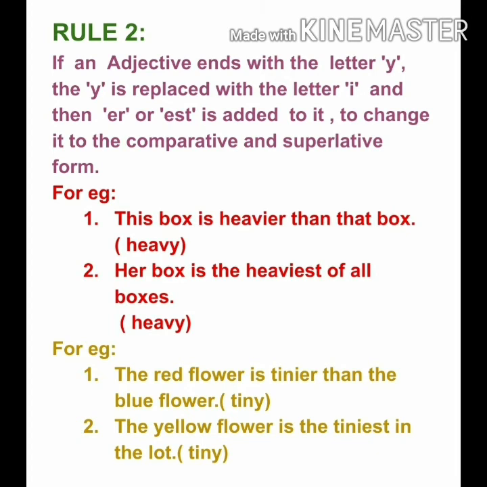The next sentence, the yellow flower is the tiniest in the lot. Here again, the adjective is tiny. It's a two-syllable word. It ends with Y. Hence, the Y will be replaced with the letter I and then EST will be added to it to take it to the superlative form. Here, the yellow flower is being compared with the whole lot.